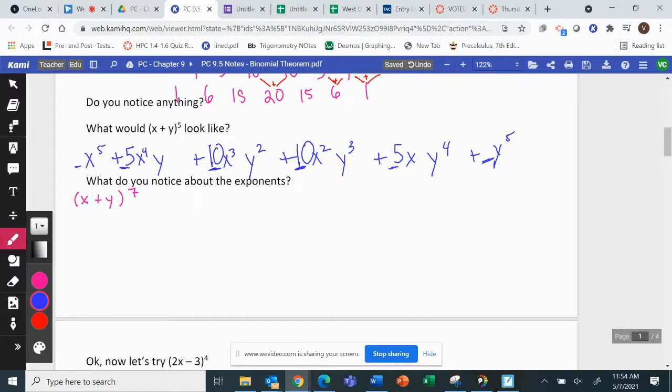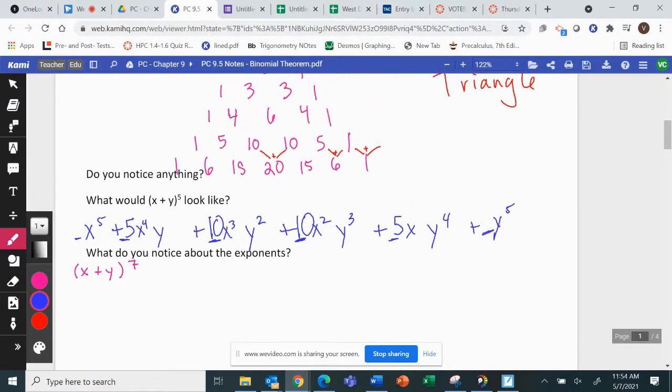So can you try x plus y to the 7th without multiplying it out? Just using patterns, try to write that down. Without multiplying it out, try to write it down. So I didn't write the 7th row in the Pascal's triangle. You have to do that yourself too.